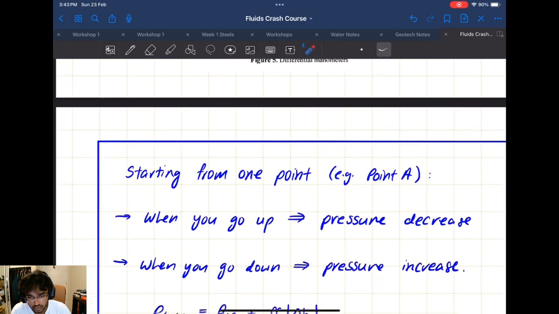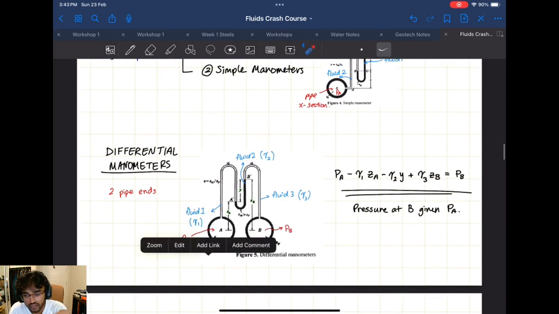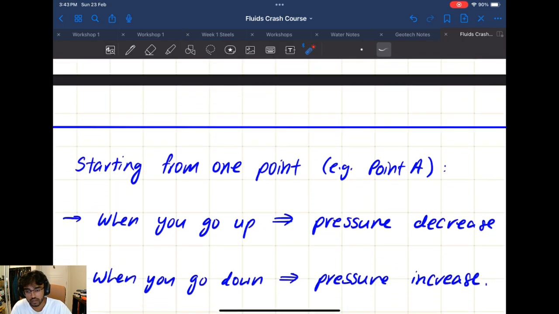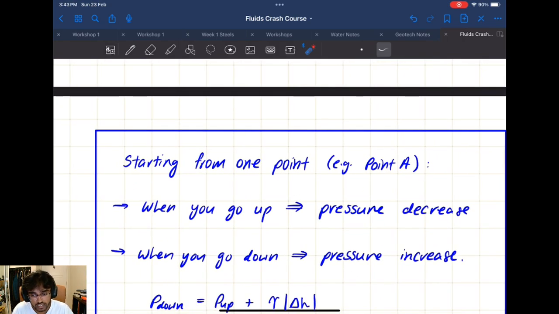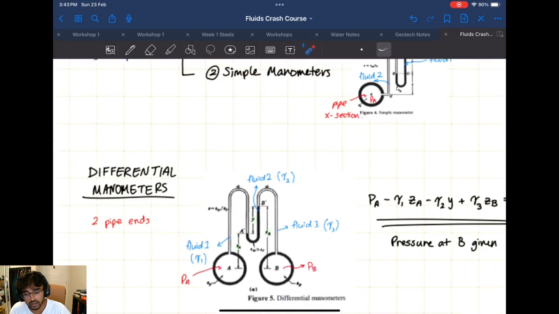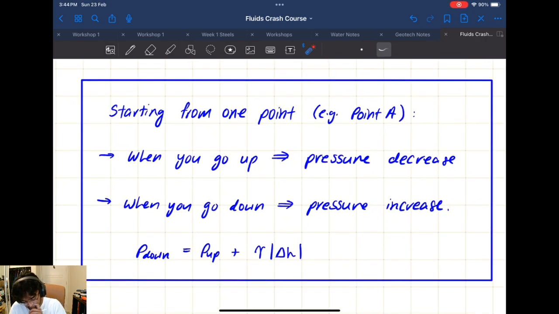So how do we get to this equation here? I've written up some rules. So you start from one point. For example, let's start from point A. Then you're going to be taking a look at the fluid. So whenever you're looking at the pipes, you always start from the middle of the pipe. When you go up, the pressure will decrease. That makes sense. We talked about it earlier here. When you go down, the pressure will increase, but when you go up, the pressure will decrease. And there's like a general formula, right?